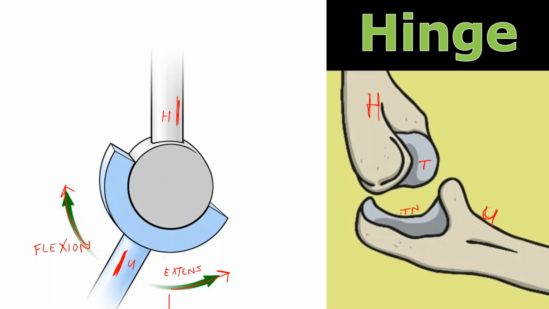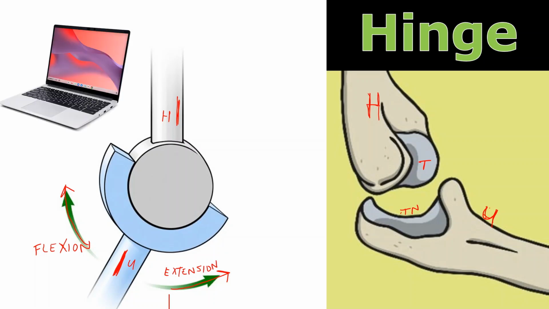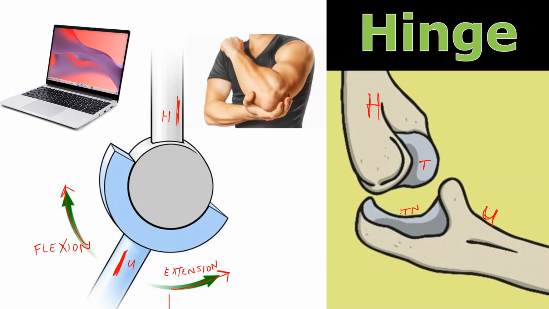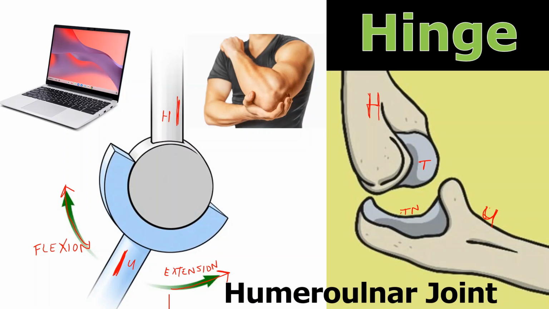So to extend your elbow would be this motion. To flex the elbow or flex the forearm would be the other motion. Okay, it's very similar to the way that a laptop top would fold down on top of the keyboard and then be moved up, very much like it folds on its double hinges. So the elbow is a classic example, and the humero-ulnar joint is the one that I'm talking about specifically here.